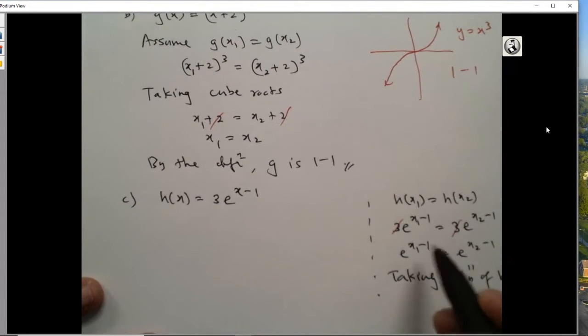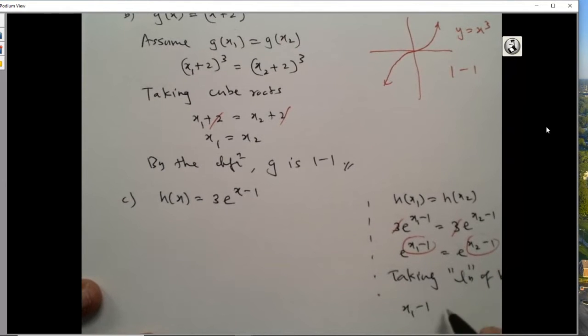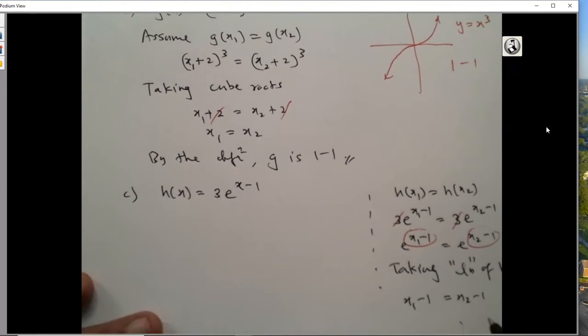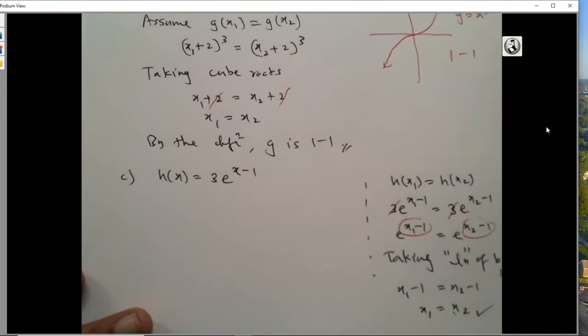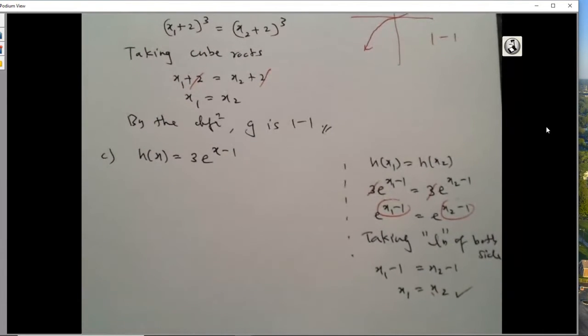What happened? The exponential part comes out. So that means you're going to get x1 minus 1 equal x2 minus 1. If you add 1 to both sides, x1 equals x2, that's exactly what you want to show. So algebraically you can do it like that.